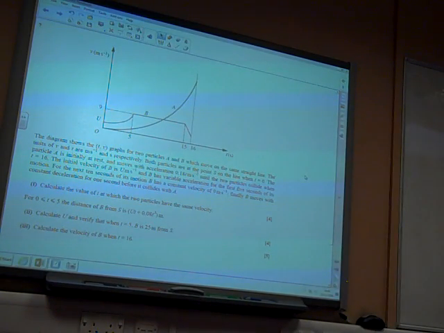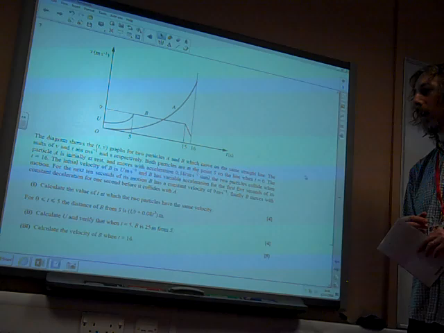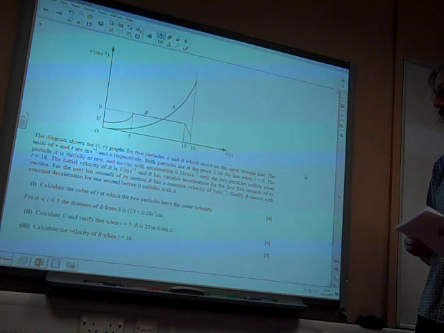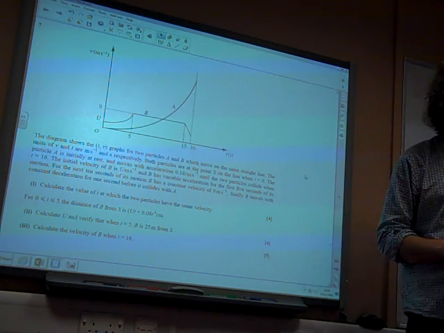The diagram shows the velocity time graph for two particles A and B which move on the same straight line. The units of v and t are meters per second and seconds, respectively. Both particles are at the point S on the line where t is 0.